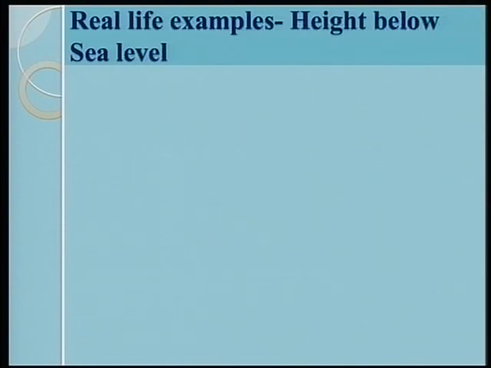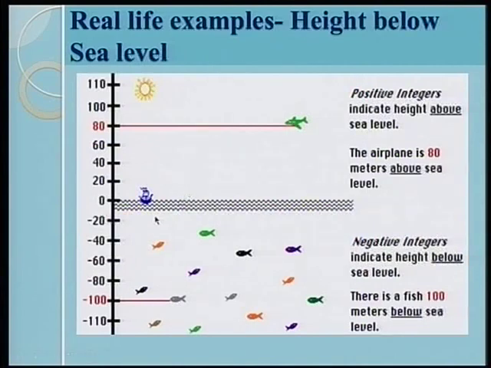Another example where we can use negative numbers is to represent height below sea level. Let's have a look at this picture. 0 is the sea level, and all the numbers above 0 are the heights above sea level, and all the numbers below 0 are negative integers, and they represent the depth below sea level. We can see an airplane flying at 80 meters above the sea level. And can you see the fish at 100 meters below sea level?